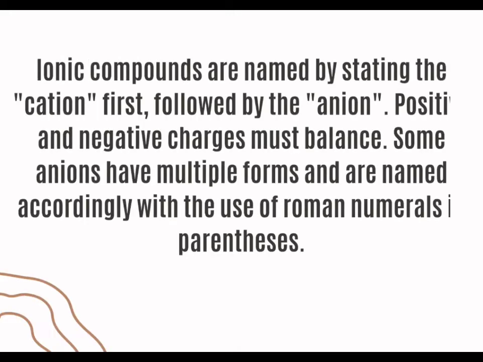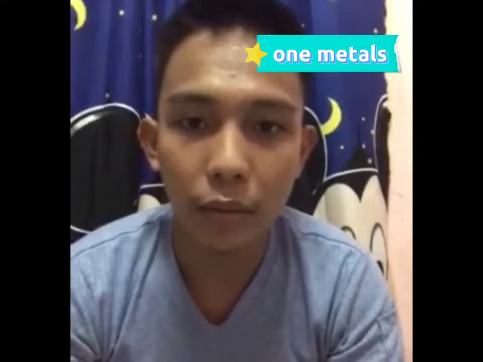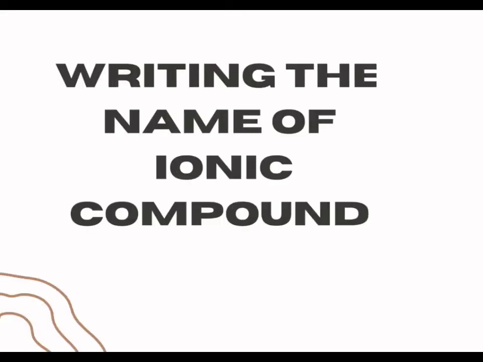In naming compounds, ionic compounds are named by stating the cation first, followed by the anion. Positive and negative charges must balance. Some cations have multiple forms and are named accordingly with the use of Roman numerals in parentheses. An ionic compound consists of one metal and one non-metal. When writing the ionic compound, you should know the charges first.